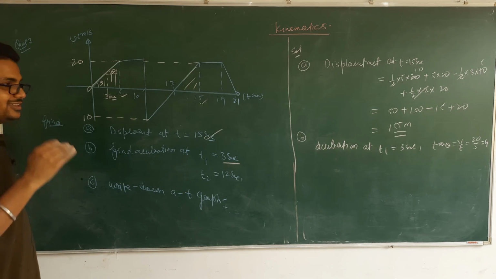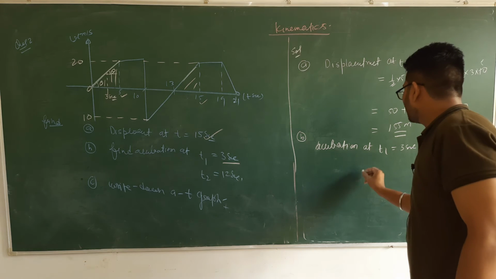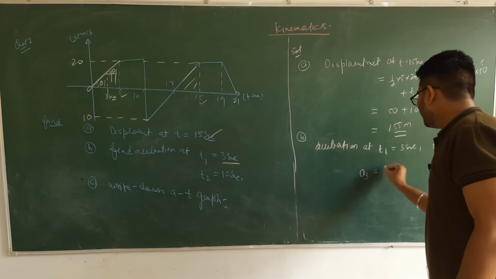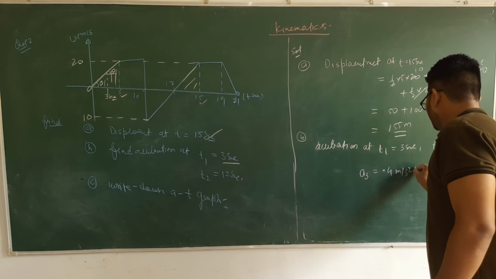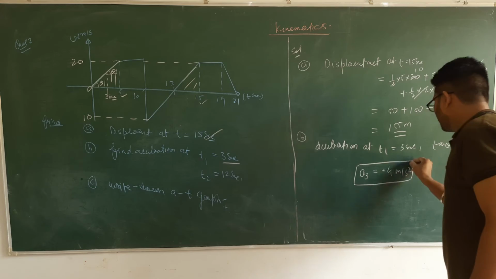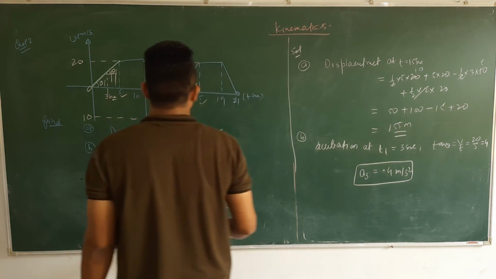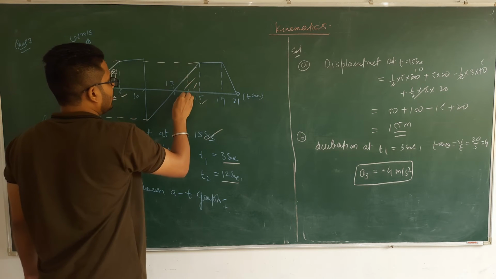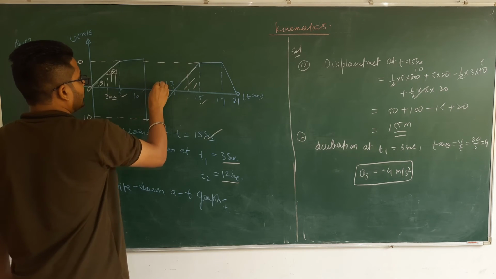So velocity is continuously increasing with time, so here is positive acceleration. So acceleration at 3 seconds is plus 4 meter per second square. Okay beta, next thing is what? Well, acceleration at 12 seconds. So here it will be 12.